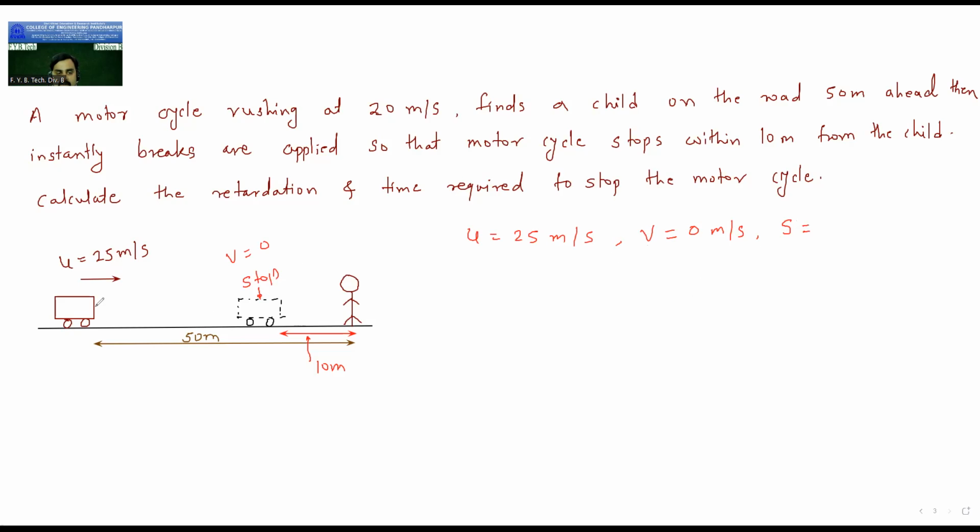From here to here, how much distance has been travelled? 40 meters. After travelling 40 meter, it stops. Okay, so s is equal to 40 meter. Huh? 20, right? Yes, correct. Velocity is 20. Sorry, this is 20.